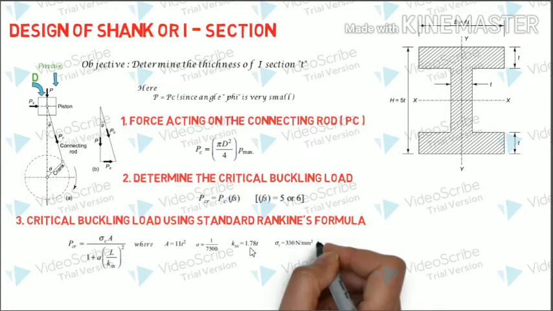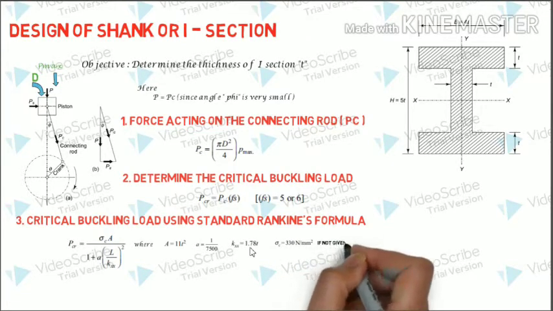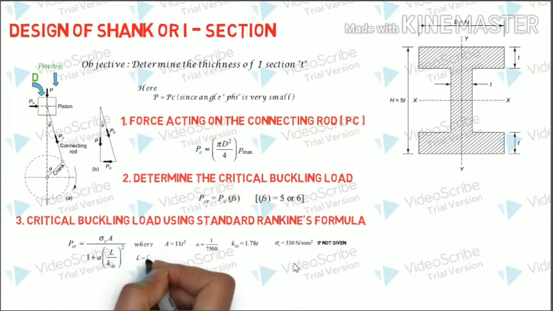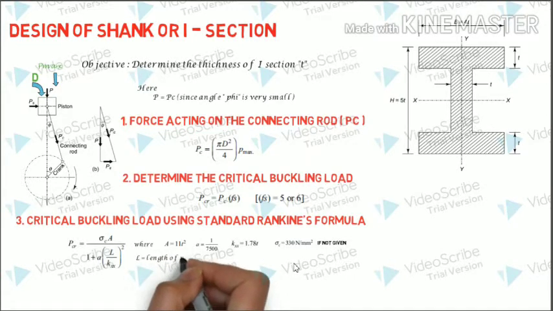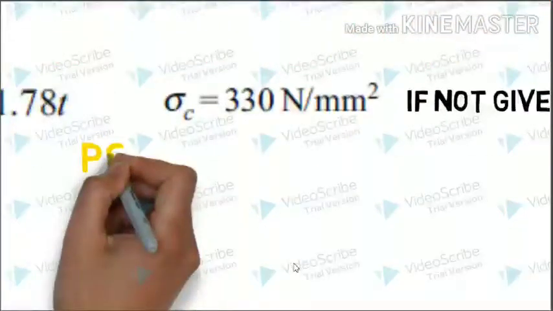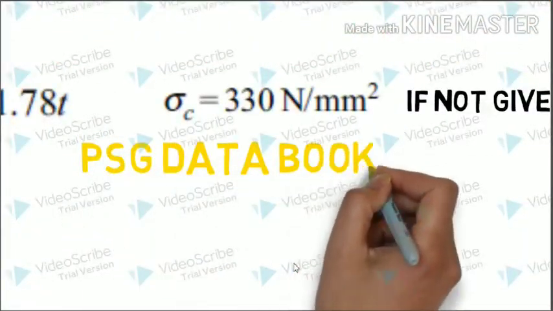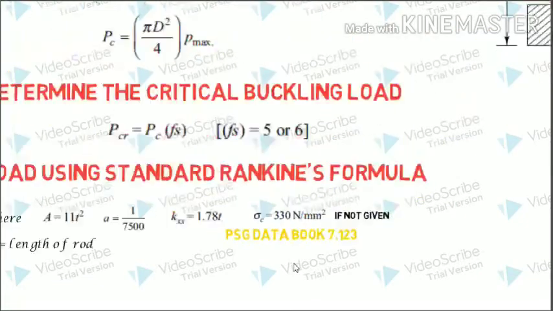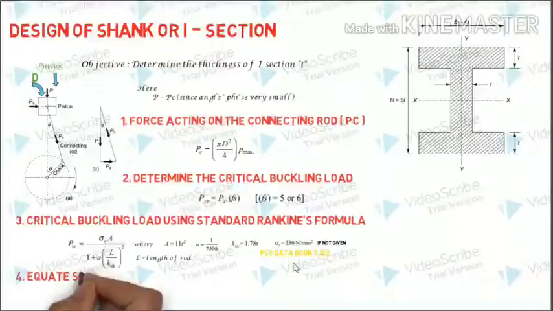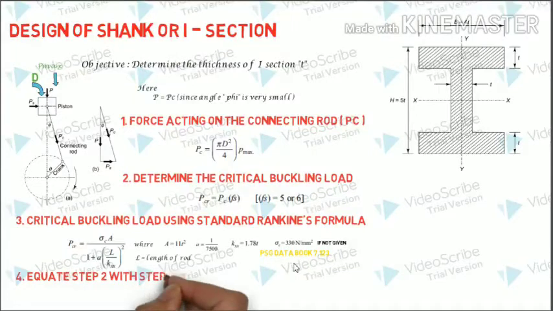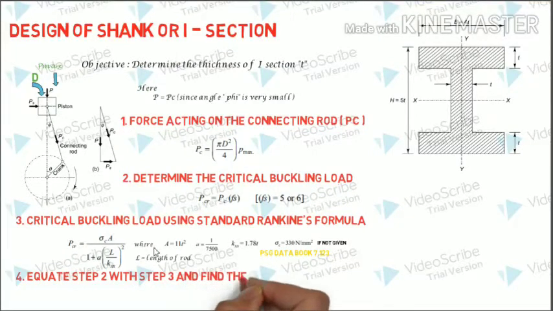And radius of gyration kxx is nothing but 1.78 t, and sigma c value you can take as 330 newton per mm square if it is not given. All these values you will be getting from the PSG data book, page number 7.123. Once this is found, you may directly equate step 2 with step 3, since both are PCR, and once you substitute all these values in this equation, you will get all the values in terms of t. So directly you may equate and find the thickness t.